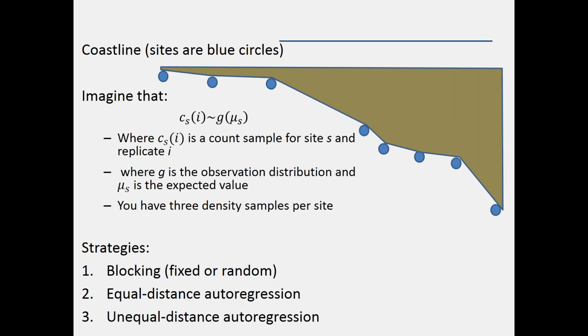So if you analyze it with blocking, where you assign sites to different blocks, like northern versus southern, then every site is correlated due to some factor, some nested factors. That's similar to the model we did in week 2, and you could use that for a spatial model. People have done that. We talked about equal distance autoregression last week, and then we'll talk about unequal distance autoregression today.